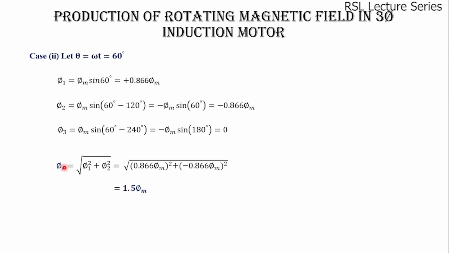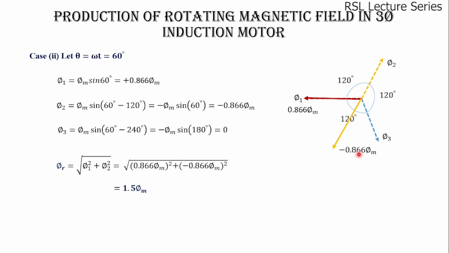So the magnitude of the resultant flux phi r will remain the same in all the cases, that is 1.5 times the maximum flux. Now we'll find out the direction of the resultant flux. This is a reference vector. Phi 1 is positive, so we have to draw a line along the same direction. This will represent 0.866 phi m. Again phi 2 in this case is negative, so this is the positive direction of phi 2, and we have to draw a line just opposite to phi 2, so minus 0.866 phi m.